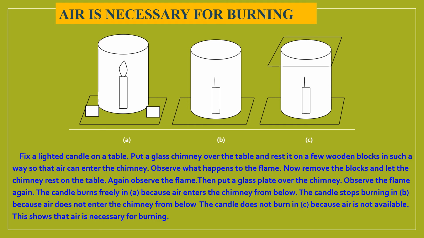Now remove the blocks and let the chimney rest on the table. You will see that the flame is put off after some time because there is no air circulation. Now put a glass plate over the chimney after lighting the flame again. You will observe that the flame is put off again. So in cases B and C, in both conditions the flame is put off. When you remove the air circulation from the bottom or from the top, in both cases the flame is put off. This activity shows that air is necessary for burning.